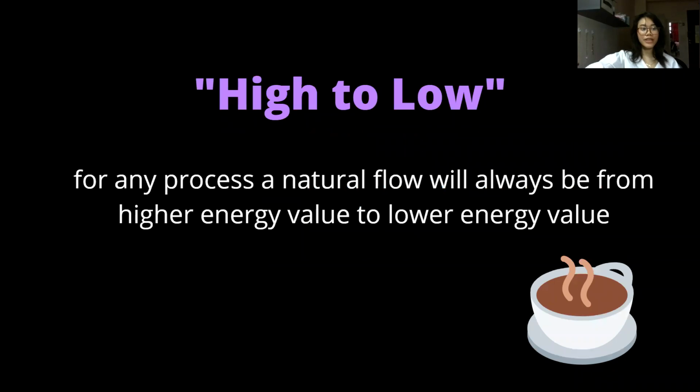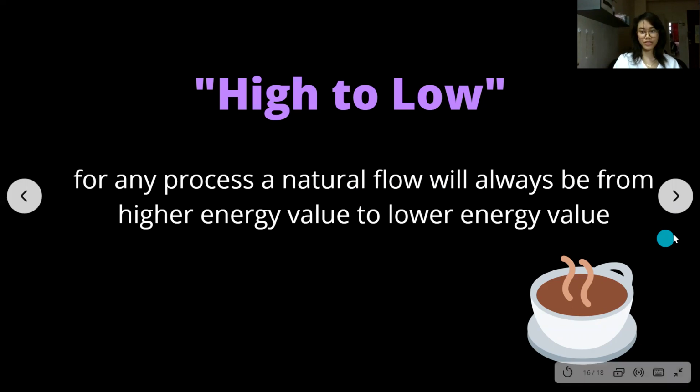There are two ways to make it easier to understand this law. The first is high entropy. For any process, a natural flow will always go toward higher entropy. For example, we use coffee as an example. The temperature of the coffee is higher than the cup, therefore the heat of the coffee will get transferred to the cup, which is cooler and has a lower energy value. That is why the cup gets hot when you touch it.